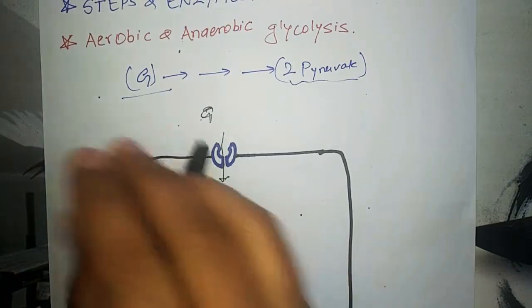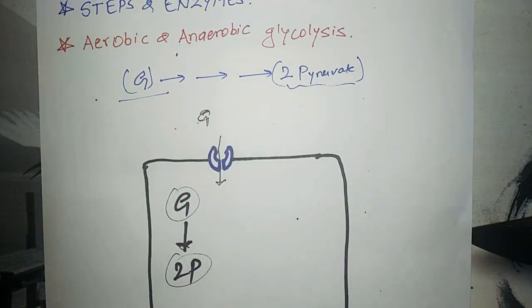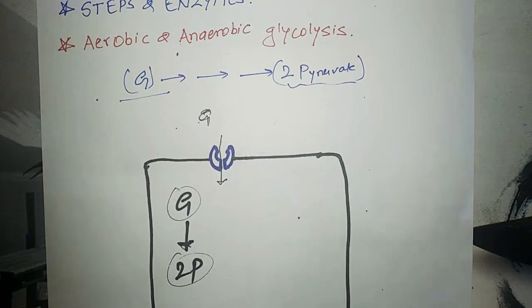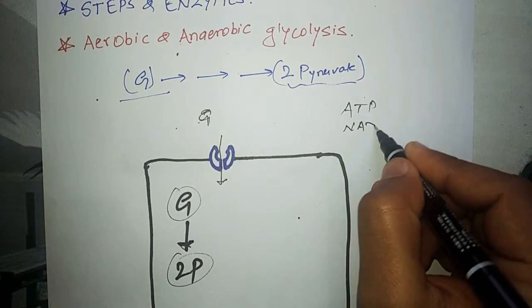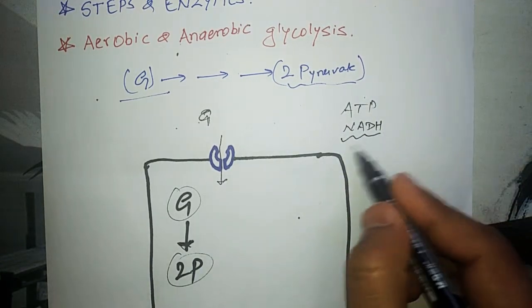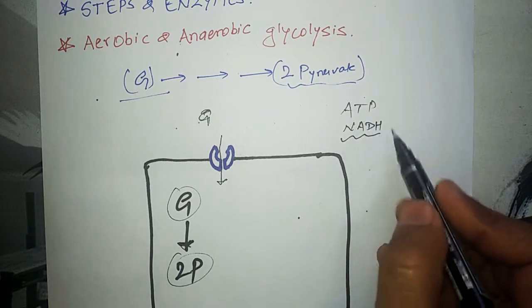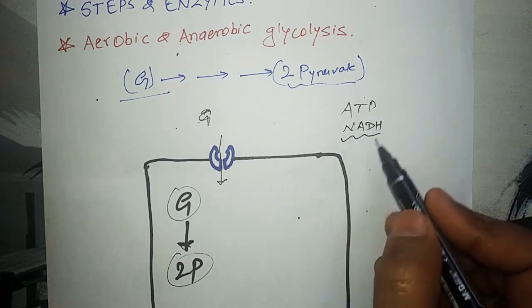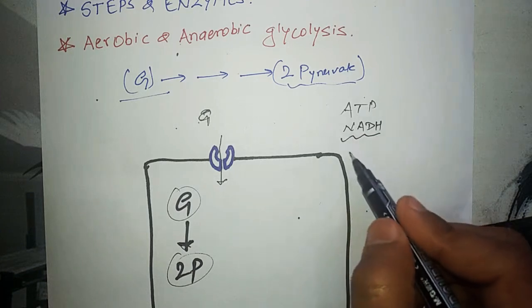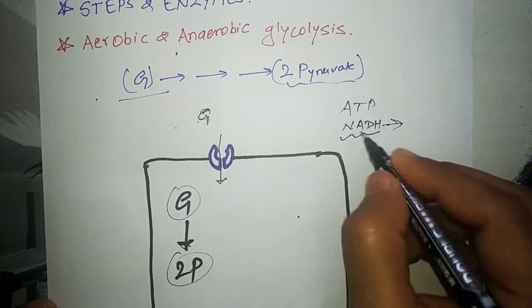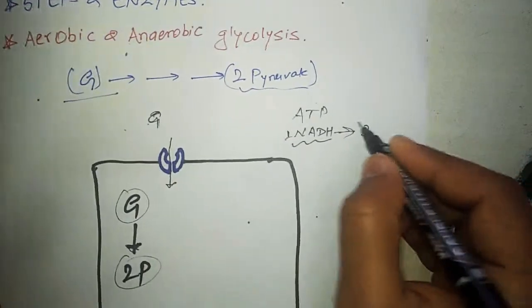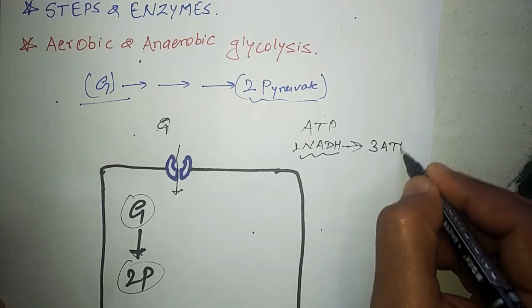The main importance of this pathway is that it releases energy. This pathway occurs in order to release energy, and that released energy is captured in the form of ATP and NADH. NADH itself is not a free energy molecule, but when there is an adequate supply of oxygen and in the presence of mitochondria, this NADH will be transported into the electron transport chain, and then one NADH will release 3 ATP molecules.